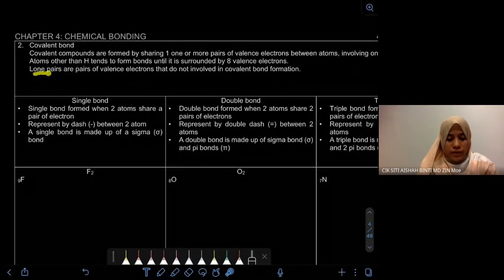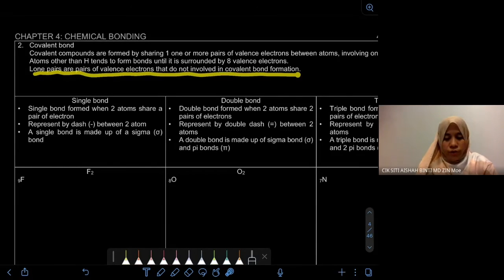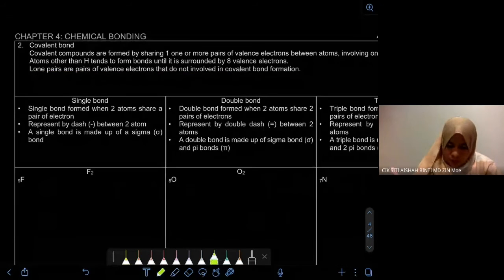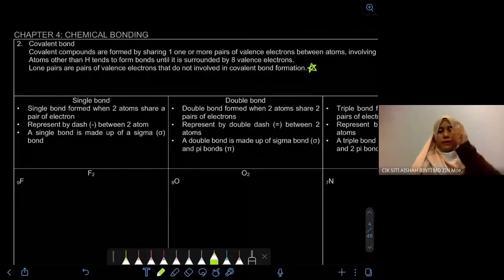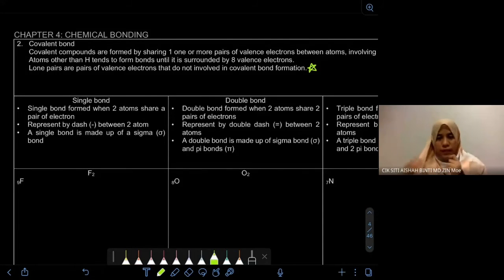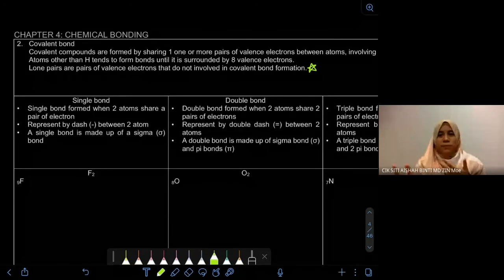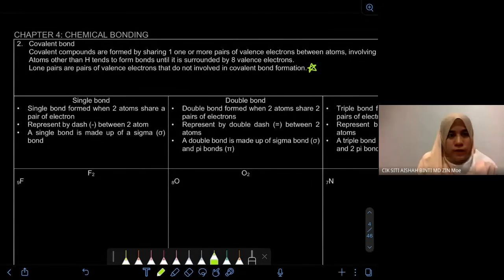Okay, dia kata lone pairs are pairs of valence electron that do not involve in covalent bond formation. Yang inilah yang benda baru kita kan. Okay, yang ni nanti kita akan tengok, nanti Miss akan explain what is lone pair. Sebab nanti especially 4.2, 4.3 nanti kita, even 4.1 lah. Nanti akhir tu kita kena tahu what is our lone pair itself. What does it mean by lone pair? Lone tu macam lonely lonely, pair tu pasangan. Tapi kita akan tengok nanti. Okay, so now for the covalent bond dia boleh jadi single bond, double bond, triple bond. Okay, so the first one ni Miss nak buat yang single bond dulu.